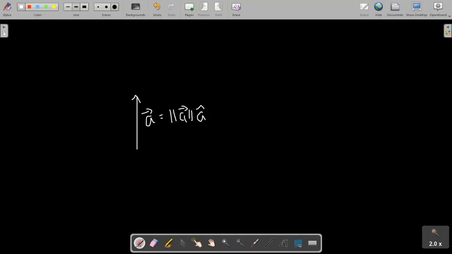Since we are talking about three dimensions here, we would require this A hat, and we'll talk about it further. So we can write this vector as the magnitude of the vector along the direction of A.